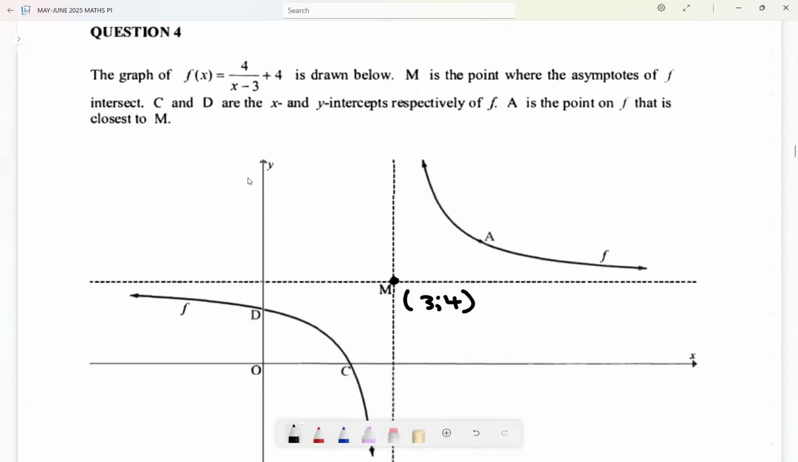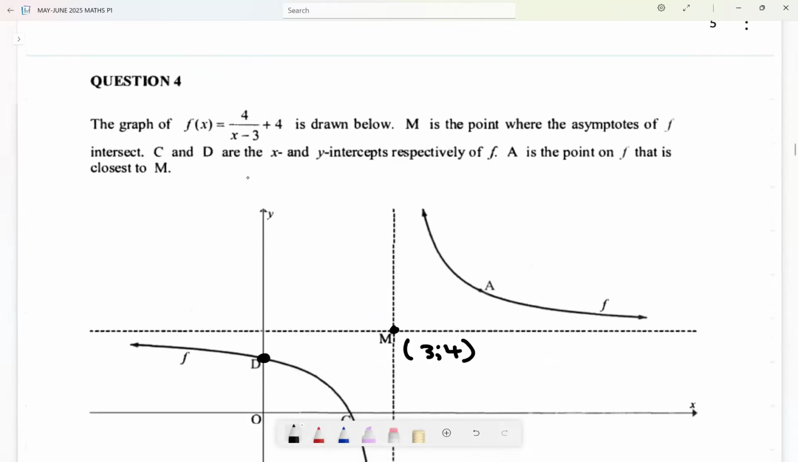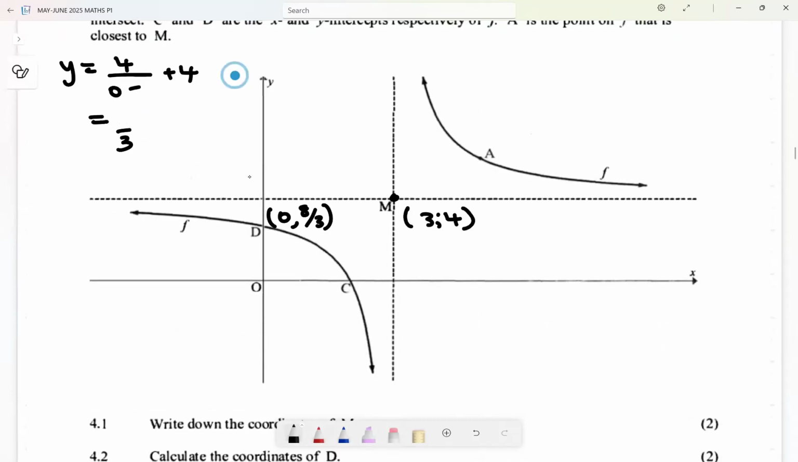Calculate the coordinate of D. What is D, guys? D is the what? Y-intercept. So for y-intercept, I let x equal to 0. So I'm going to say 4, 0 minus 3 plus 4. It's going to be 4 divided by negative 3 plus 4, which is 80 divided by 3. So the coordinate of D, guys, is when x is 0, y is 80 divided by 3. And then sharp. Easy marks so far.